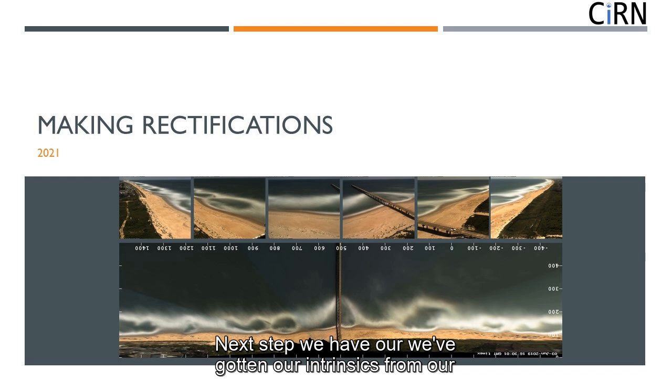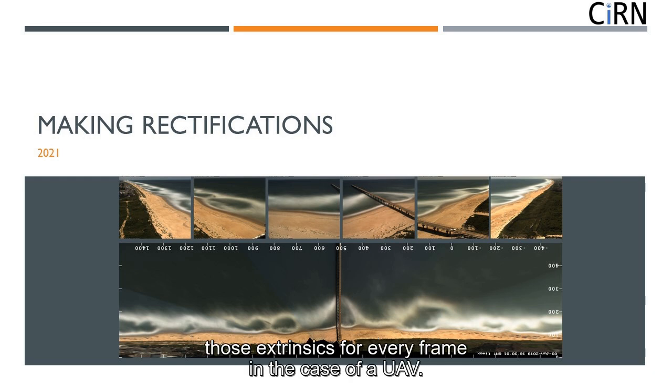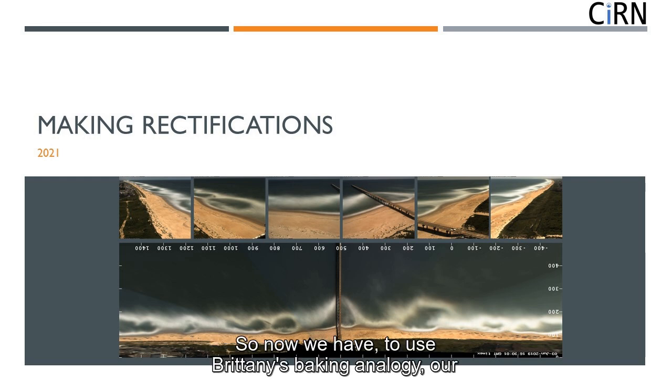Next step, we have gotten our intrinsics from our lens calibration. We've now solved for our extrinsics, and we've solved for those extrinsics for every frame in the case of a UAV. So now we have, to use Brittany's baking analogy, our ingredients, and now we need to put them together into the camera projection matrix recipe to actually make our rectified or projected final image.